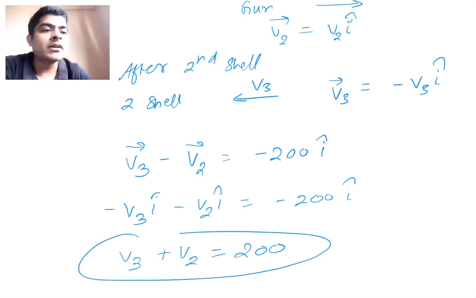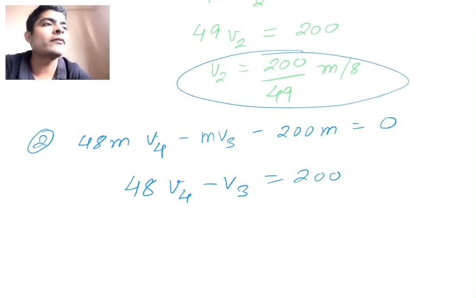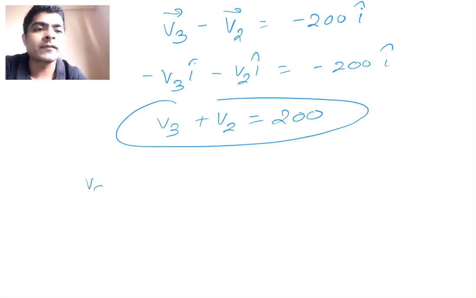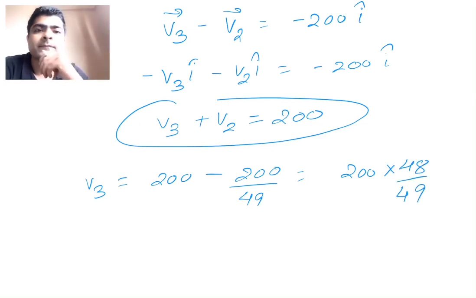Okay, so V2 is already known. V2 is equal to 200 by 49. So we can solve this to find out V3. V3 will be 200 minus 200 by 49. When you simplify this, you will get 200 into 48 by 49. Okay, so we found V3.